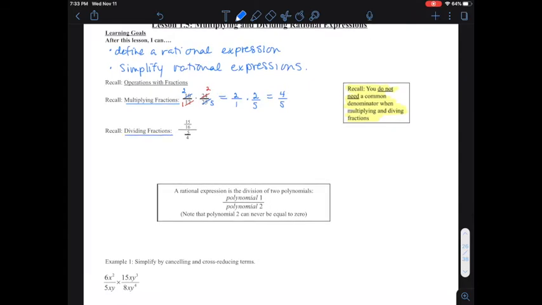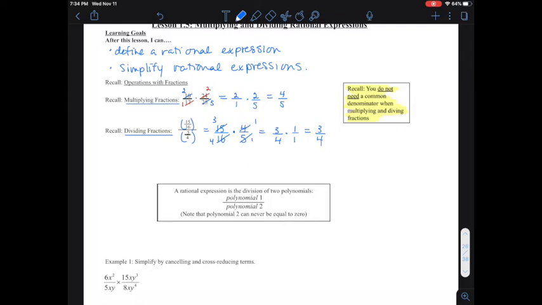How do I divide fractions? If you recall, you take the first fraction, copy it, and multiply by the reciprocal of the second fraction. We can see that there's some cross-reducing we can do. So this becomes 3 over 4 times 1 over 1, which is just 3 over 4. And if I get an answer that I can reduce, I should be reducing.